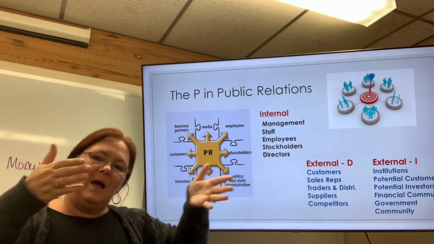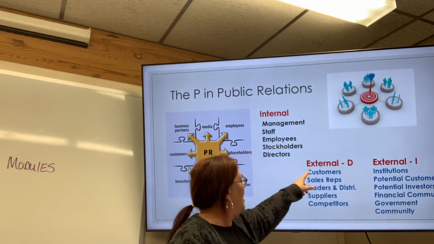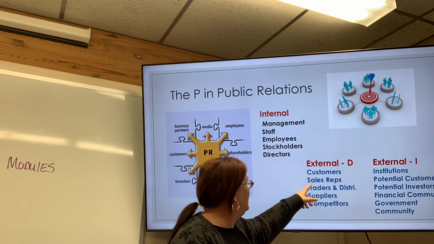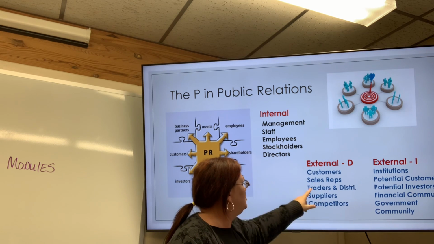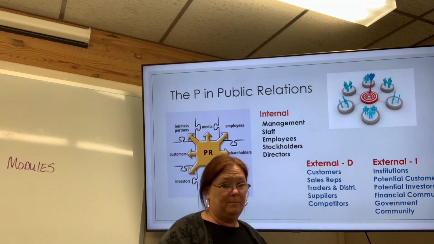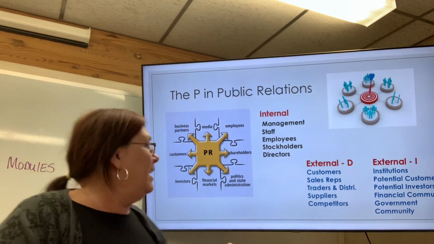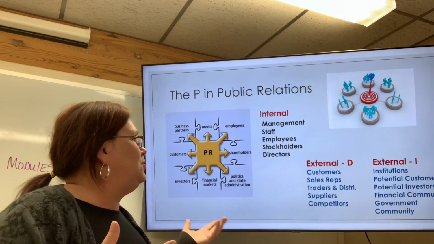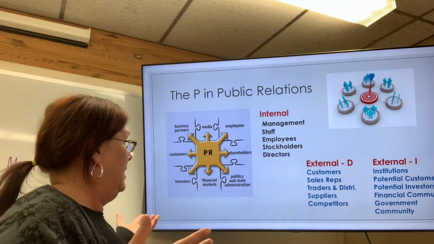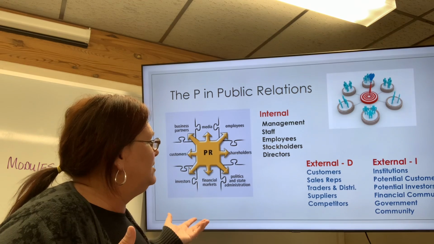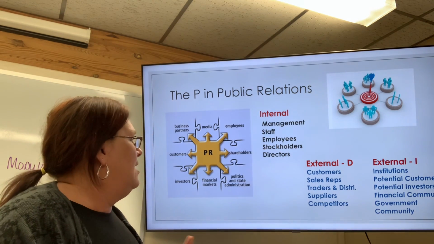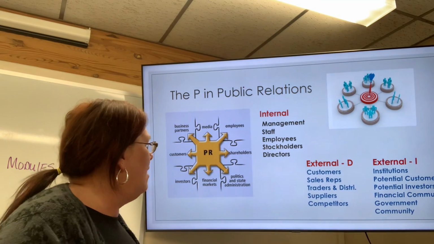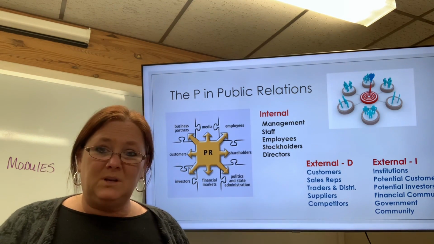So external, outside of the company, you have customers. These are direct, right? You have customers, sales reps, traders, distributors, suppliers, competitors. We have a direct connection to them. They are directly our public. Indirect is outside institutions, our competitors, potential customers, potential investors, financial community, the banks, governments, and just your community in general.